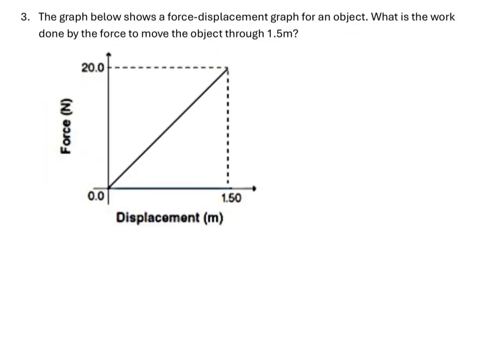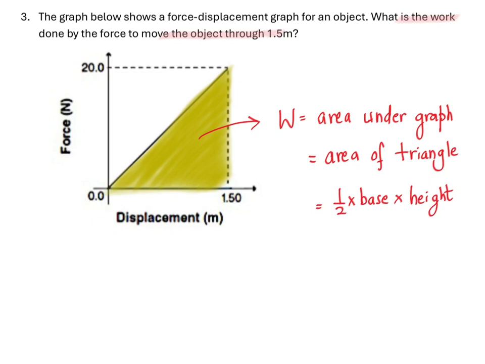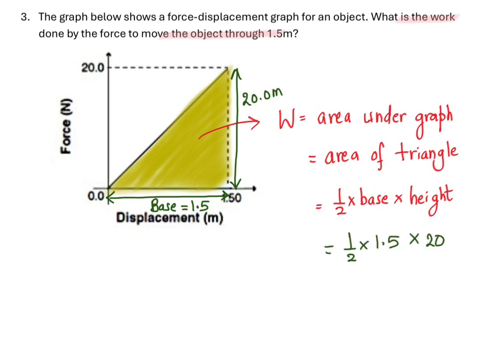Next problem. The graph below shows a force displacement graph for an object. What is the work done by the force to move the object through 1.5 meter? Now we have got a graph here and we know that from a force displacement graph, work done is equal to area under graph. So we can find the area of the triangle. You can see that the shaded part is a triangle. Formula for area of a triangle is half base times height. Base and height is labeled in the diagram. As you can see, I have labeled it. So the base is 1.5 and the height is 20, and we can get the answer as 15 joules.